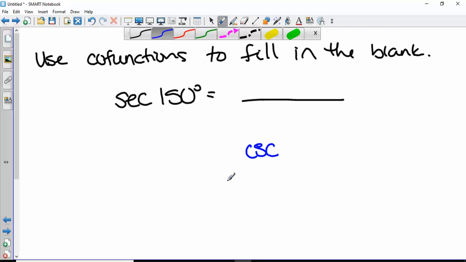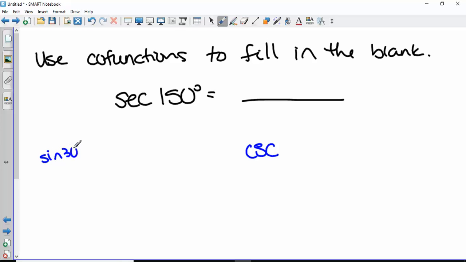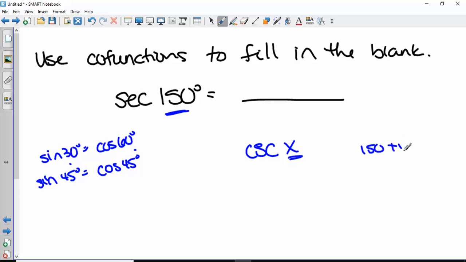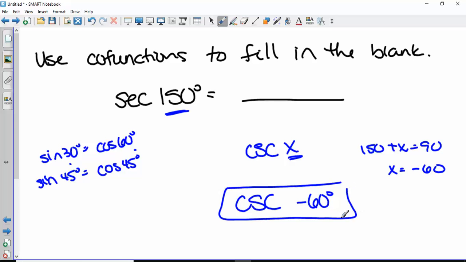If you think about our hand trick, sine of 30 equals the cosine of 60, right? Sine of 45 is the same as the cosine of 45 because sine and cosine are cofunctions. They're equal when those angles add up to 90. So we just have to figure out this angle. What we know then is 150 plus x has to equal 90. So if you subtract your 150, we get negative 60. So it is cosecant of negative 60 degrees.